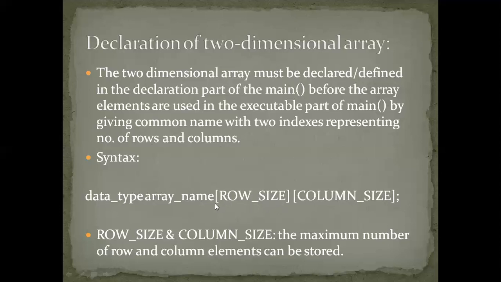For example, if you have given row size 5, there will be 5 rows. Suppose you have given column size 6, then the column size will be 6. Once we see the example, you'll get an idea. As of now, just try to understand that the syntax contains the data type, array name, row size and column size. Okay, fine.